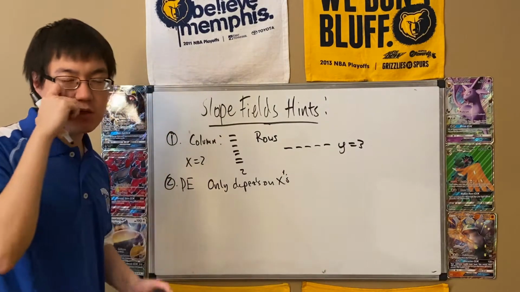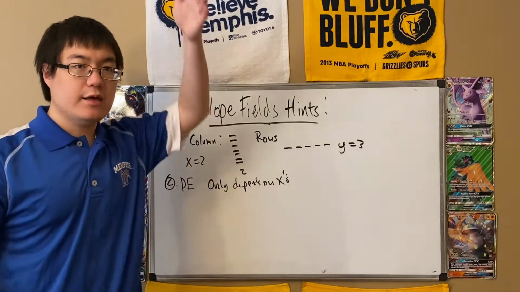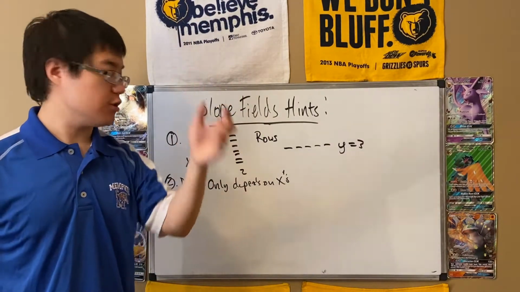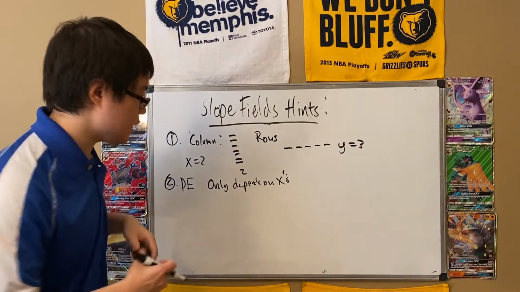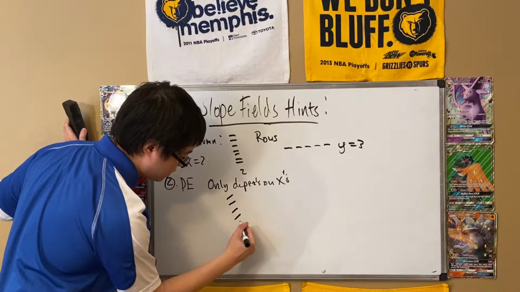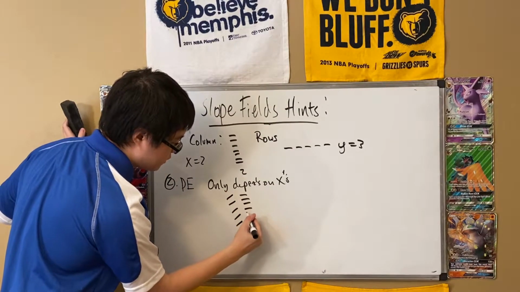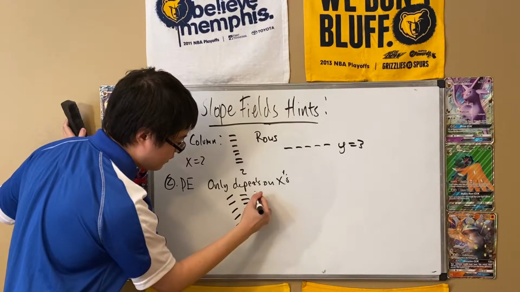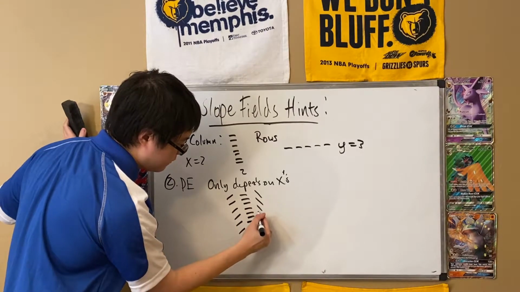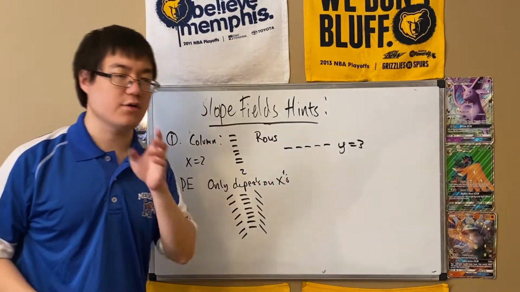So if it only depends on x's, that means that every single column is going to be the same as you go along the column. Meaning that if you look at one column, every single slope from top to bottom of that column will be the same. So you're going to have something that looks like this. I'm not going to draw a perfect picture, but hopefully this makes sense. All of these slopes are supposed to be the same, no matter what column you're looking at. So you're going to have something like this. These are supposed to be perfectly vertical.